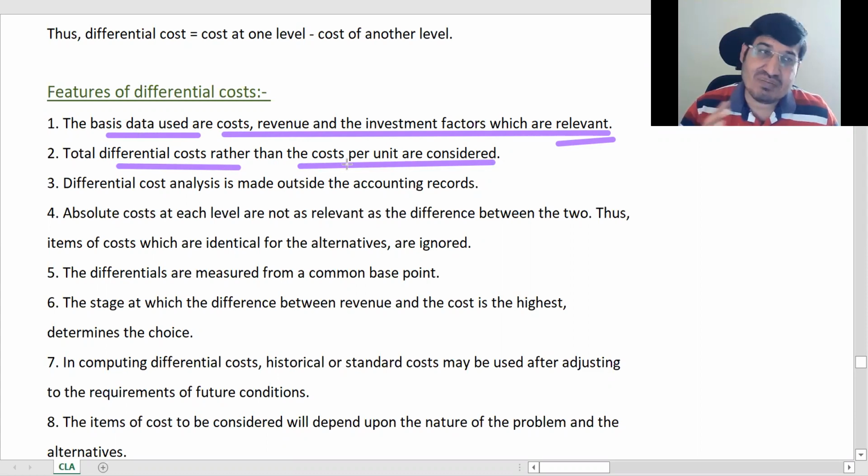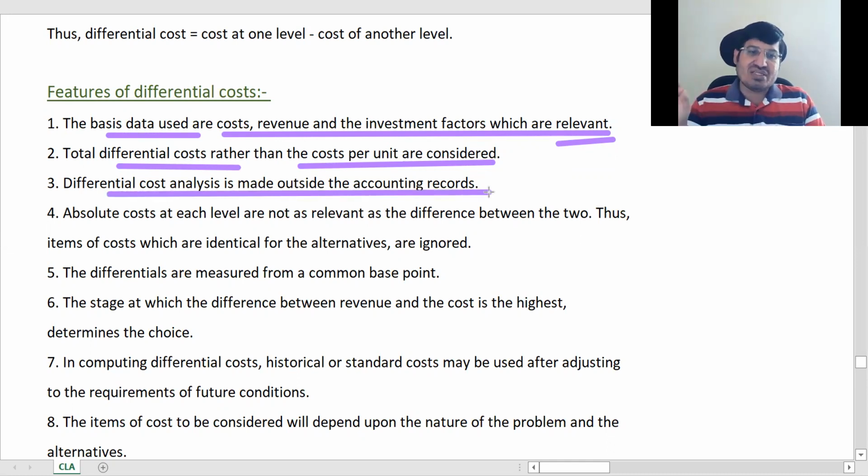So in per unit, some part will be better, some will be worse. In total, you will see. Okay, in total, whichever alternative is better, that you will take. Okay, तो टोटल में इसको हम देखेंगे और यहाँ फर्स्ट पॉइंट में रिलेवेंट कॉस्ट हम देखेंगे. और थर्ड इज differential cost analysis is made outside the accounting records because it is not a system of keeping cost records. Okay, even marginal costing is a system of keeping cost records. Okay, you also use it for analysis, but differential cost analysis is only used for analyzing something particular which you want to analyze. It is not a system for keeping cost records.